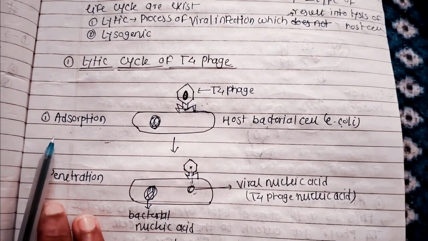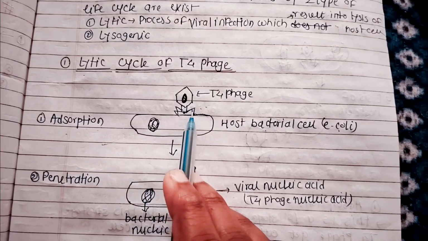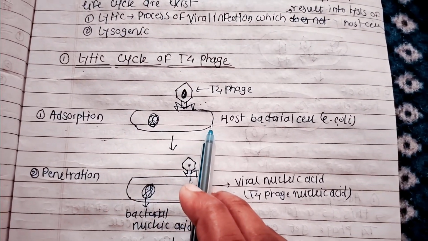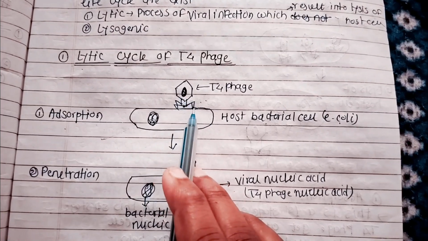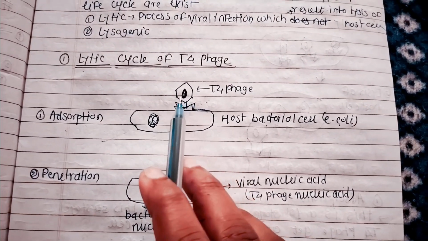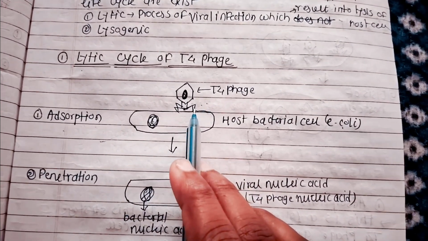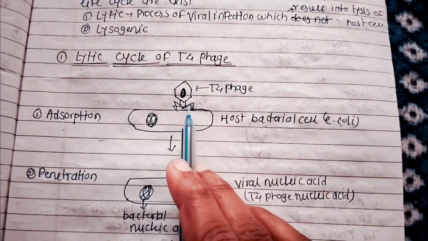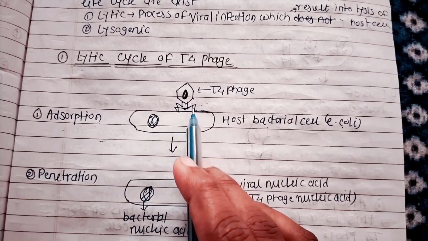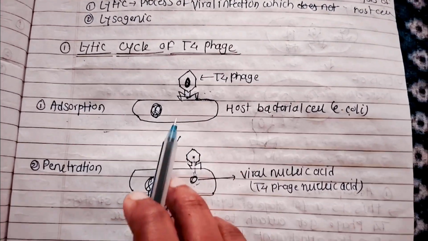So the first stage is adsorption, which means attachment. The tail fiber of the bacteriophage and the cell surface get attached. The process of attachment is not clear yet, but it is assumed that the tail fiber of the bacteriophage and the cell surface of the bacteria contain the same functional group. Therefore, they get automatically attached.